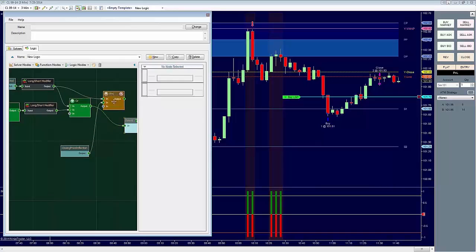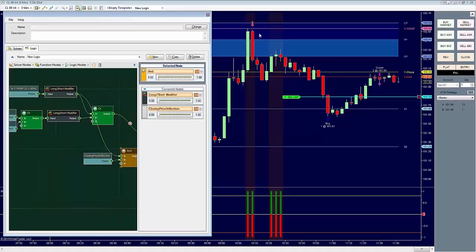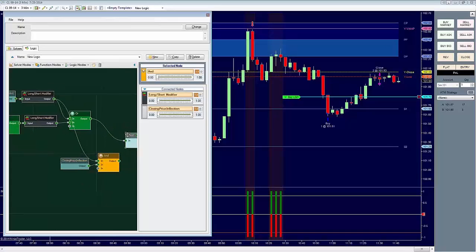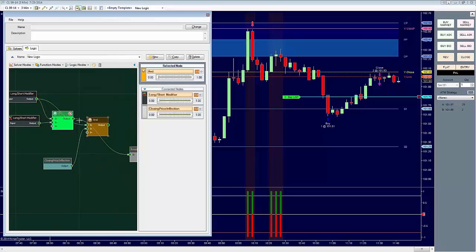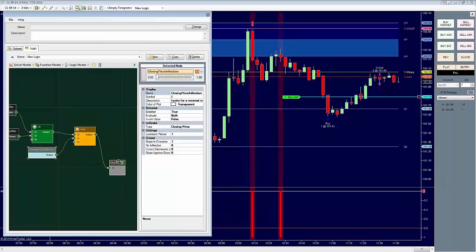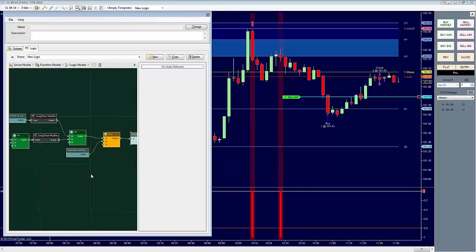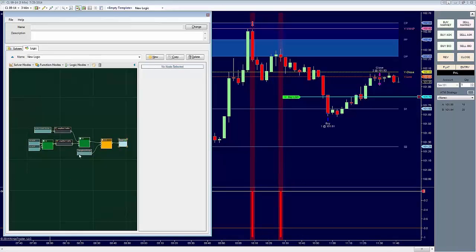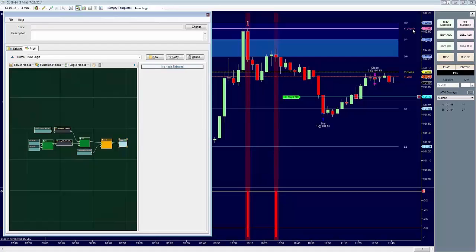It's essentially showing us the same thing, because not only are these two bars touching yesterday's VWAP, but they're also within this range here, right? So it's really not giving us any new information. But let's connect this to the AND node together with this closing price inflection and see what kind of signals we get out of that. So this is every reversal bar that is either touching yesterday's VWAP or is within this range right here.